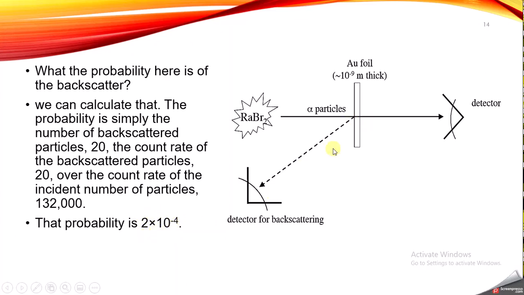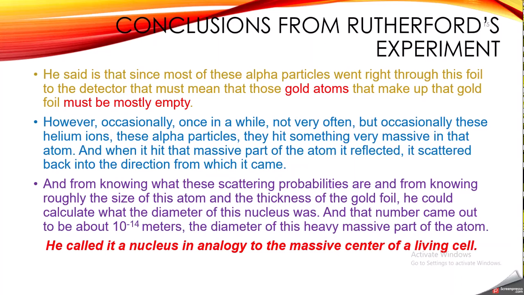So it means there are some particles which are backscattered for some reason to this detector. So he made some conclusions from these experiments. He said that most of the alpha particles pass through the foil. It means the gold atoms which are making the gold foil must be mostly empty. However, occasionally, once in a while, not very often, some of the helium ions or the alpha particles hit something massive, which causes them to backscatter and move back towards the detector.